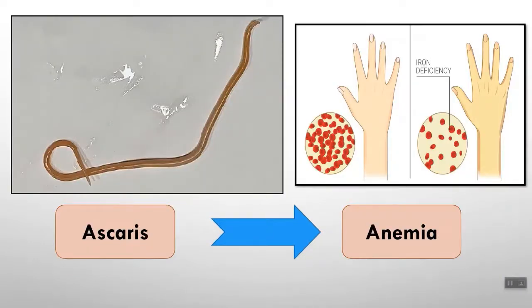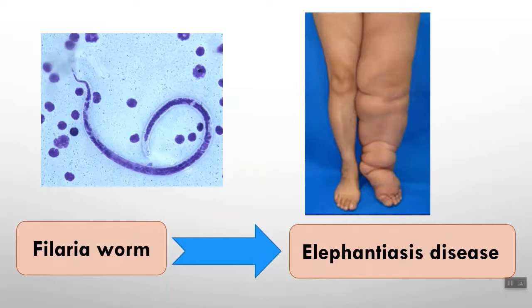Ascaris is another kind of internal parasite that lives inside the host's body, and it causes anemia. As you see here, the first hand is the normal body, and the second one is very pale. Why? Because of the anemia. So ascaris causes anemia. And the Filaria worm.